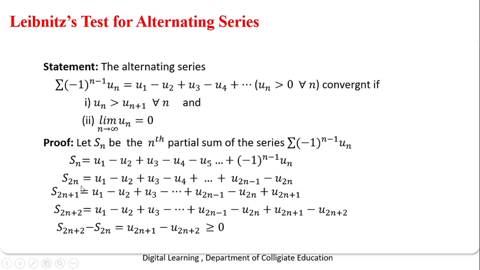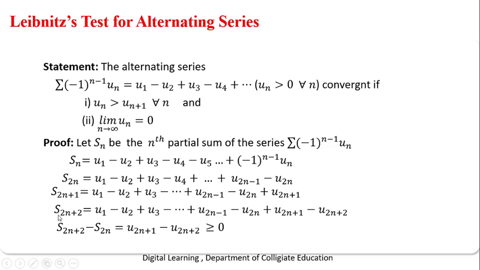Now, write the sum to 2n terms. Sum to 2n terms are u1 minus u2 plus u3 minus u4 plus so on, u2n minus 1 minus u2n. Now, write the sum to 2n plus 1 terms. Sum to 2n plus 1 terms is nothing but sum to 2n terms along with u2n plus 1, that is u1 minus u2 plus u3 minus u4 plus so on, u2n minus 1 minus u2n plus u2n plus 1. From u1 to u2n is nothing but s2n.